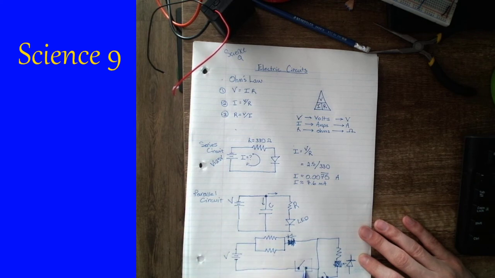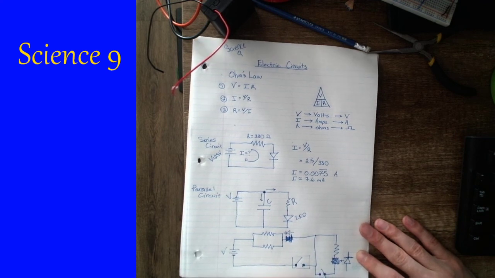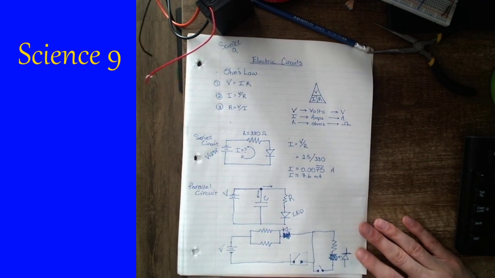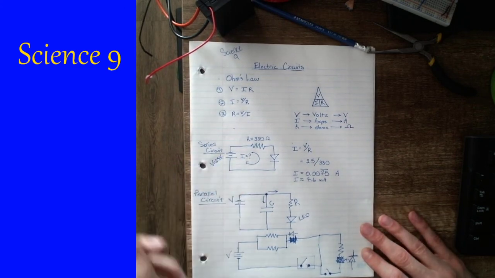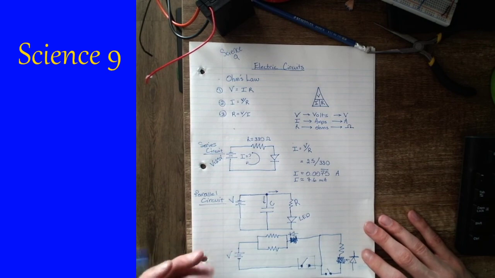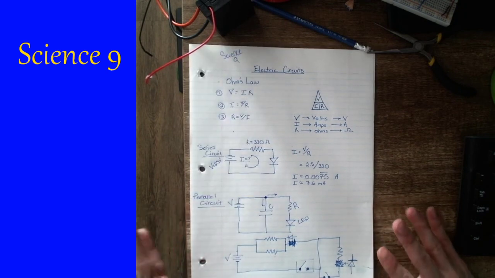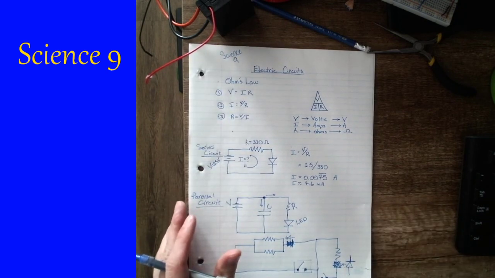So if that were off, both LEDs would be off. And if this switch here were off, just this LED would be off, but electricity would still be able to flow through that LED. And so parallel circuits are often very practical for the lights that are wired in your house. That's everything for today.